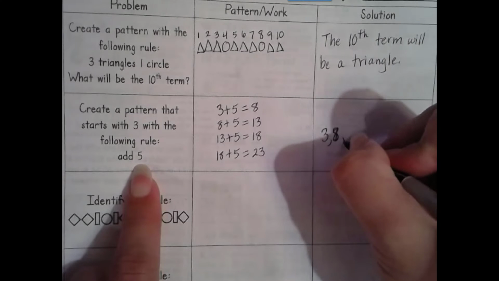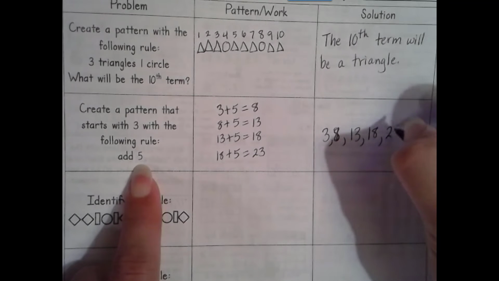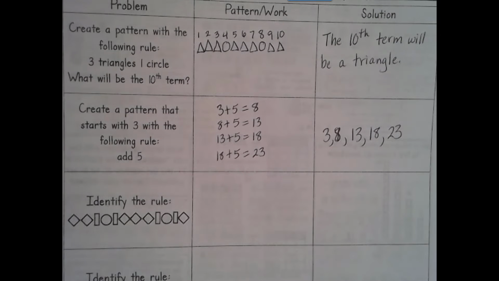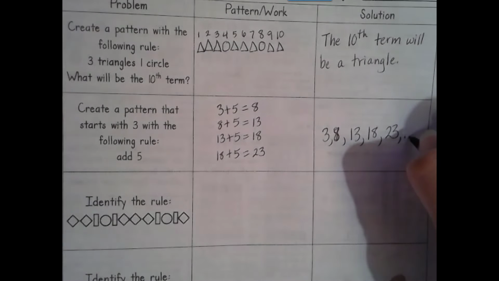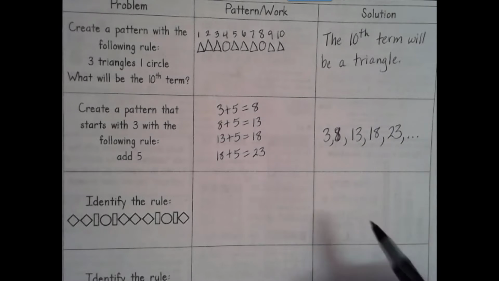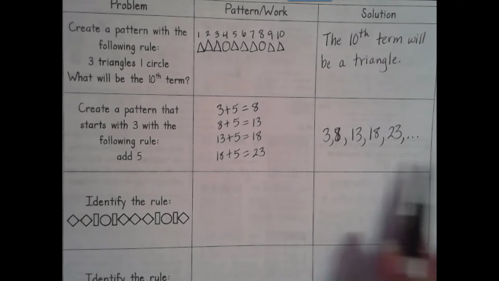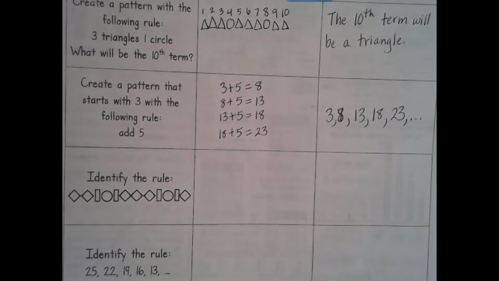So we start with 3, 8, 13, 18, 23. But the pattern actually doesn't end. It can continue on. So I'm going to put 1, 2, 3 dots. These 3 dots are called an ellipsis, and it shows that the pattern continues in the same way. Continues forever. But we don't want to take the time to try to write more.